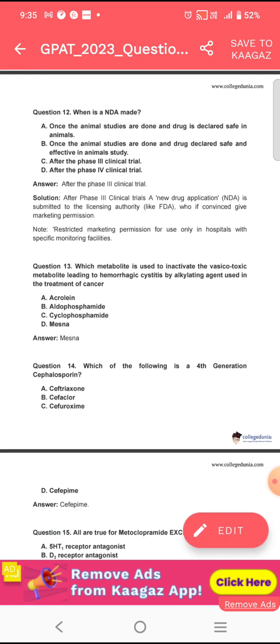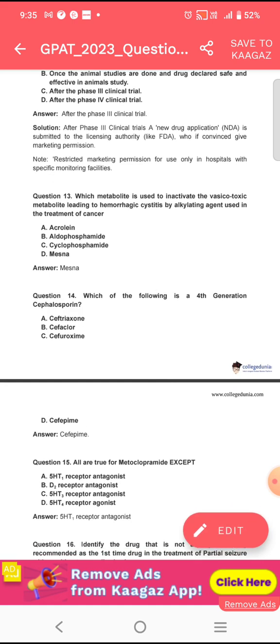Which metabolite is used to inactivate the vesicotoxic metabolite leading to hemorrhagic cystitis by an alkylating agent used in the treatment of cancer? Mesna. Okay. Which of the following is a 4th generation cephalosporin? That is one of the important ones, cefepime.